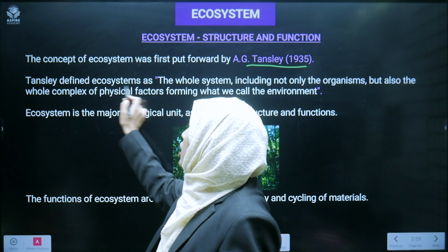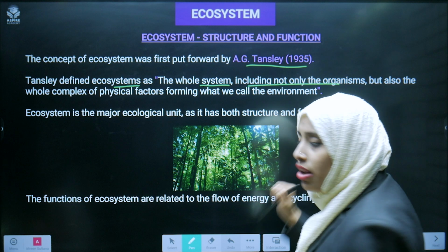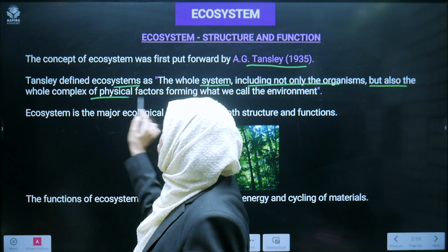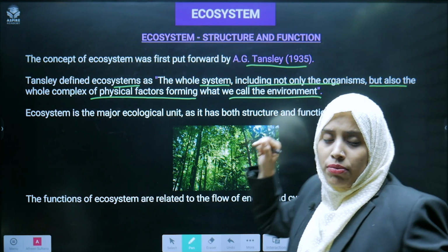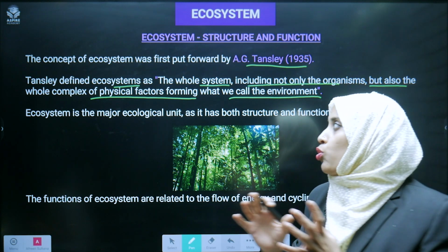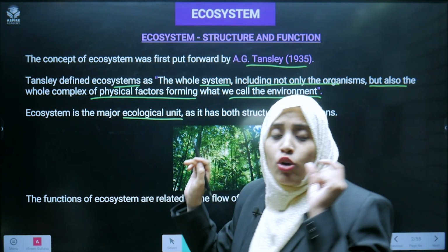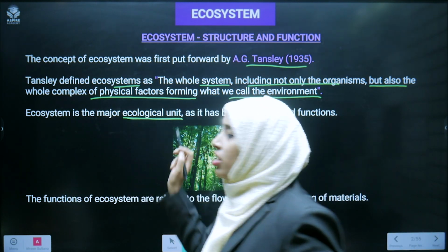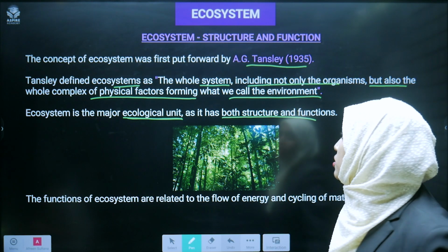According to him, the ecosystem is the whole system including not only the living organism, but also the whole complex of the physical factor forming what we call the environment. So physical factor together with the living organism is known as ecosystem. Okay, so ecosystem is the ecological unit. We can say ecosystem is a major ecological unit and it has both structure and function.